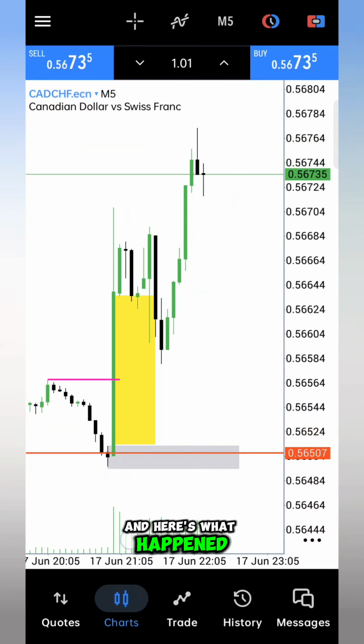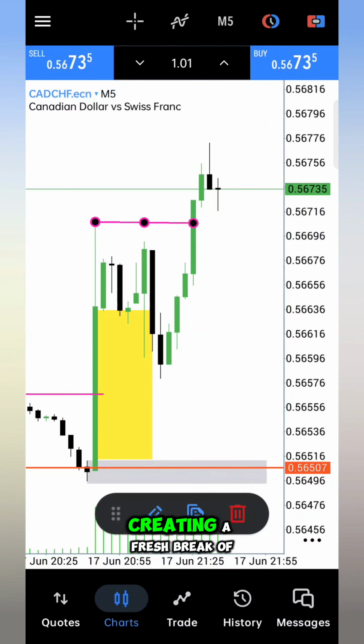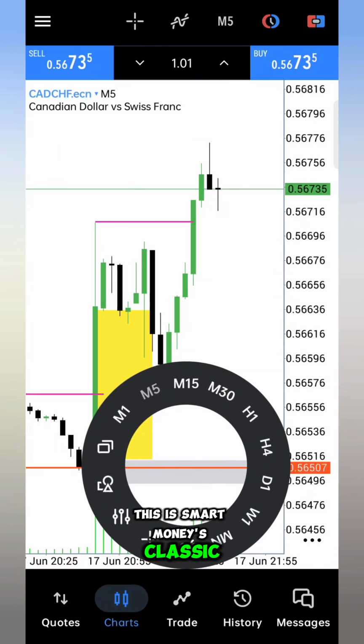And here's what happened. Price came down and partially filled the imbalance area. But then it reversed hard and moved back upward, creating a fresh break of structure to the upside. This is smart money's classic move.